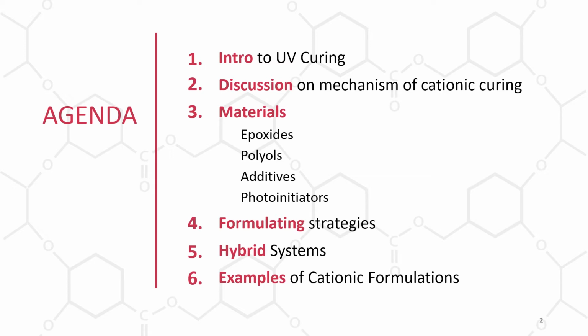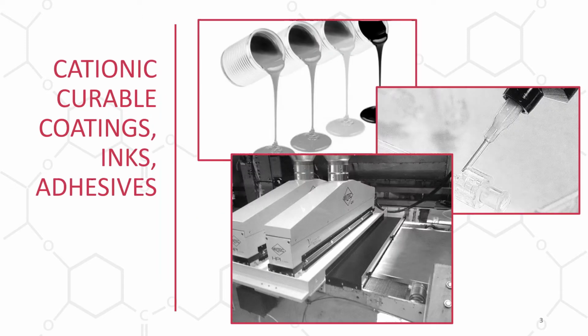I'd like to follow that by giving a little bit of an overview into a really interesting aspect of cationic curing, and that's in hybrid systems. And I'll end up with some examples of cationic formulations so you can see how they're used on a practical basis for commercial applications. While cationic curing is used in a wide range of coatings, inks, and adhesives, I would like to start first with understanding some of the basic chemistry of cationic curing.